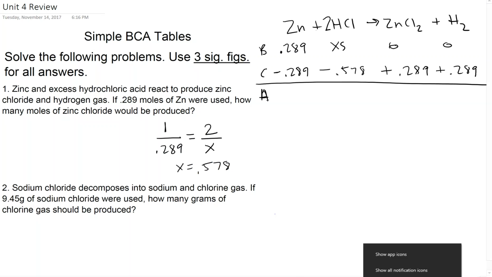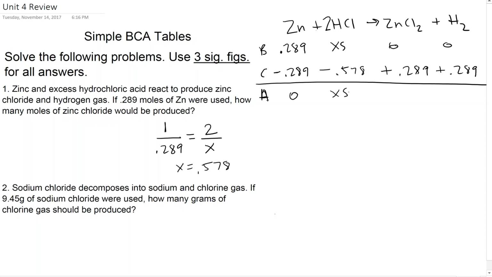For the after row, we simply solve the table by doing the math. So 0.289 minus 0.289 is 0. Excess minus anything is excess. 0 plus 0.289 is 0.289. Sorry, that's hard to read. And 0 plus 0.289 is 0.289. Then the final step is to look at what the question is asking for and to write out that answer separate from the table. So it was asking for how many moles of zinc chloride were produced. So we will write our final answer as 0.289 moles of ZnCl2.